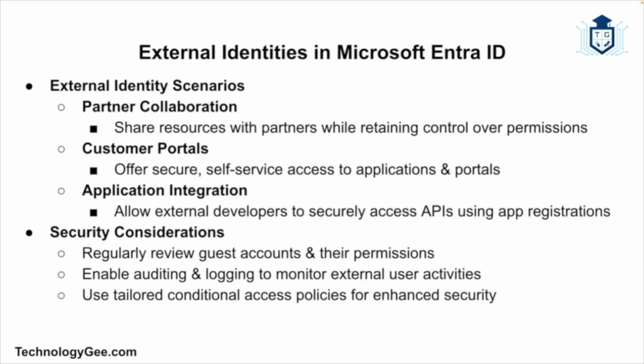And here are some external identity scenarios. So we have partner collaboration. So you can grant partners access to shared resources while maintaining control over their permissions. There are customer portals. You can provide customers with secure access to portals or applications through self-service sign-up and identity federation. And then there's application integration. So you can allow external developers to access APIs and resources securely using app registrations and service principals.